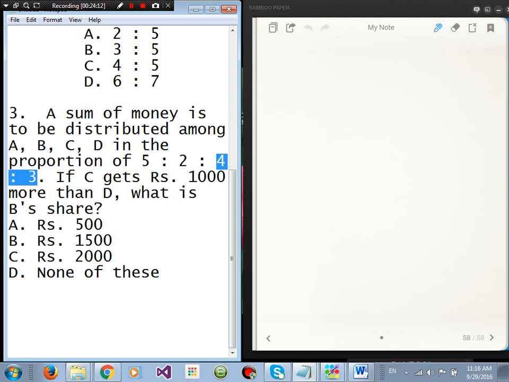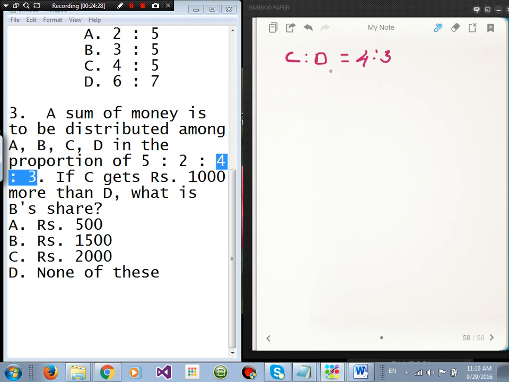2000. Here is the simple question. No need of going for some X, Y and all. Directly we can say between the C and D, C is to D is equivalent to 4 is to 3.